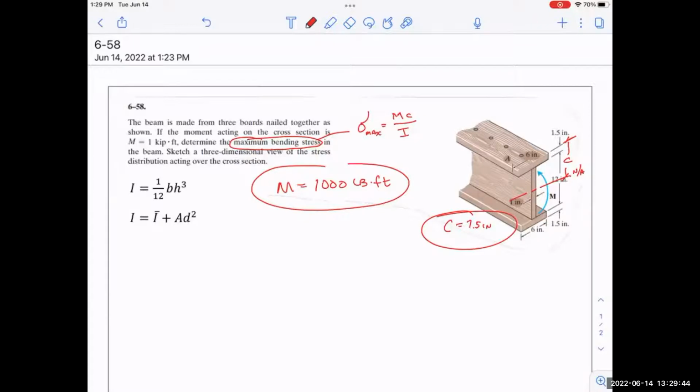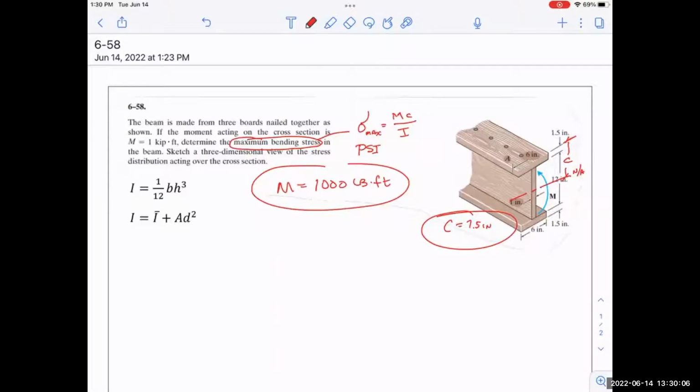Because remember, sigma is going to come out in PSI, pounds per square inch. So that makes me think I should turn the feet to inches, so I'm thinking about that. But what about this I value? What's the I value of that beam? Again, it'd be nice just to look this up in a table somewhere, right? But this is where the table comes from.